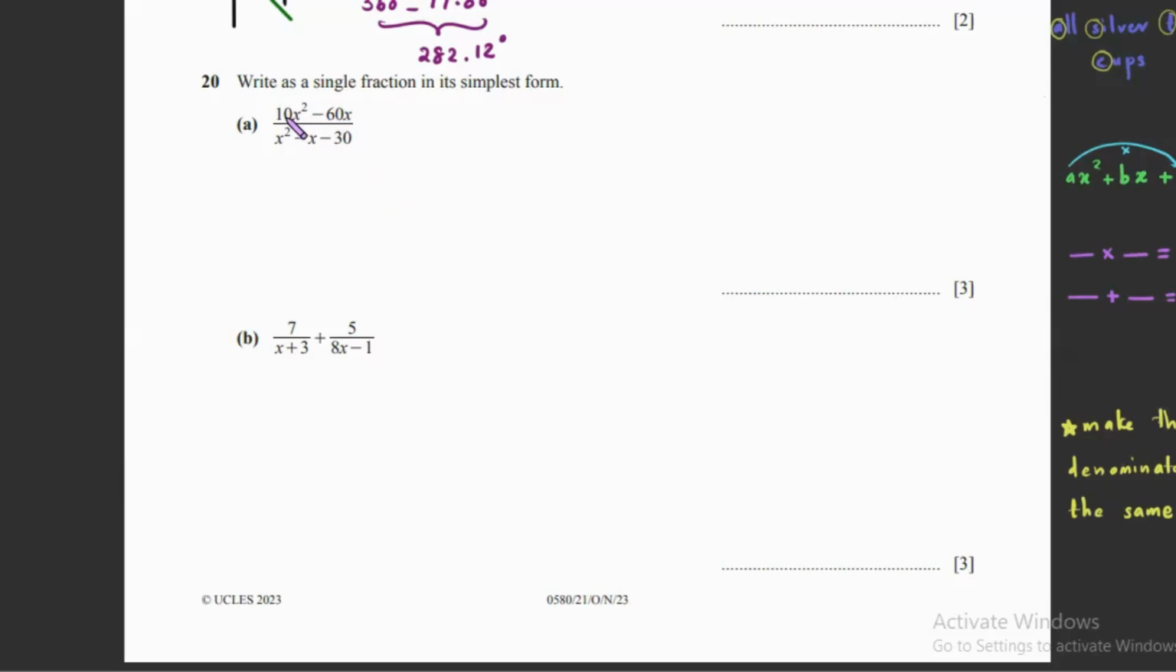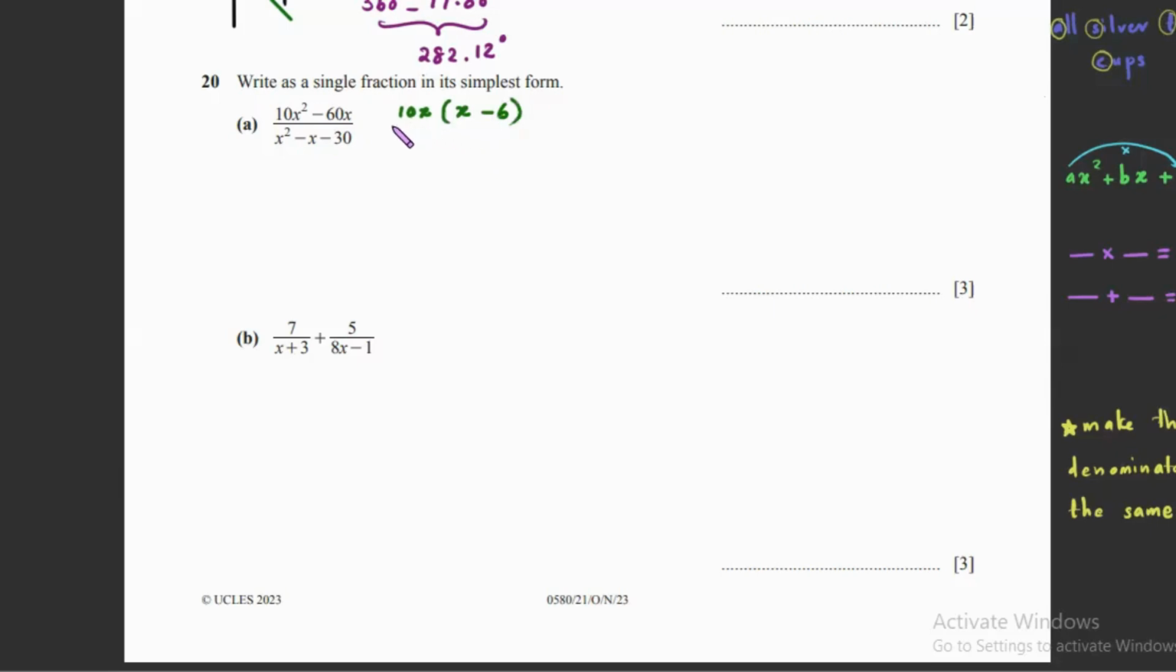When we factorize the numerator, we have 10x squared minus 60x. The highest common factor there is 10x, which means I can take 10 out because 10 is common to both. At the same time, they both have x, so I can take out the x as well. And the rest I'm going to put within the brackets, which is x minus 6.